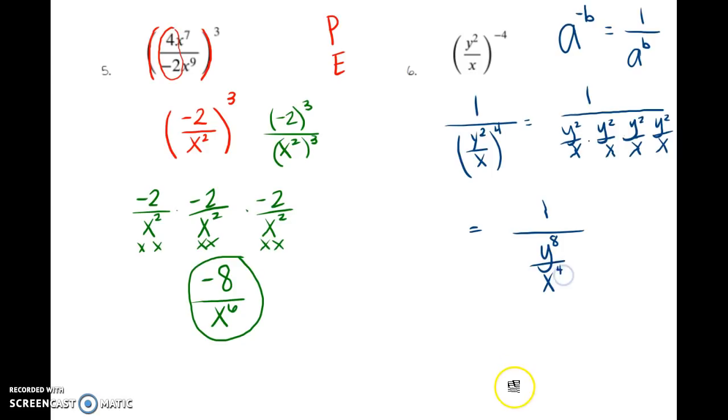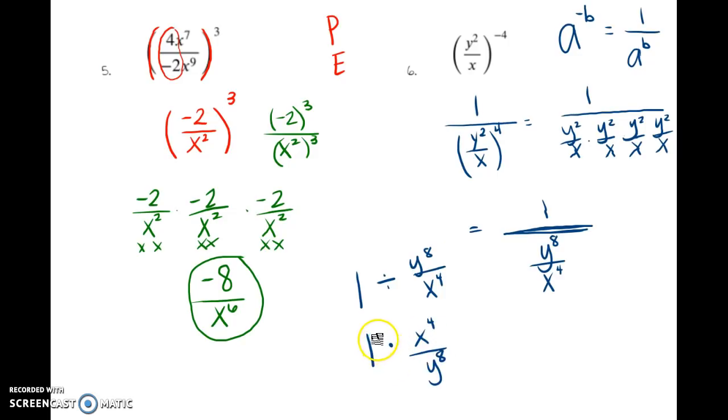Now the one thing that's not allowed, we can't have a fraction inside of a fraction. So think about what we're doing here. We have 1 over or divided by a fraction y to the 8th over x to the 4th. Remember, copy, change, flip. 1 divided by y to the 8th over x to the 4th is the same thing as 1 times the reciprocal, x to the 4th over y to the 8th. Multiplying by 1 doesn't change anything, so your final answer ends up being x to the 4th over y to the 8th. That's our final answer.